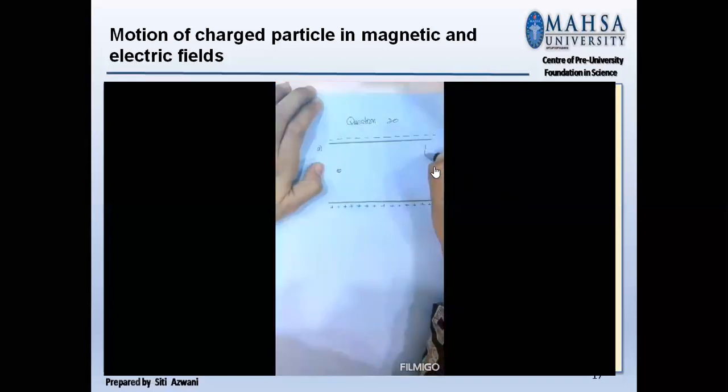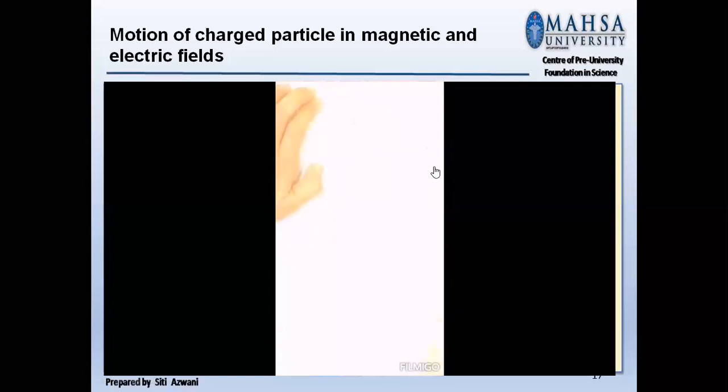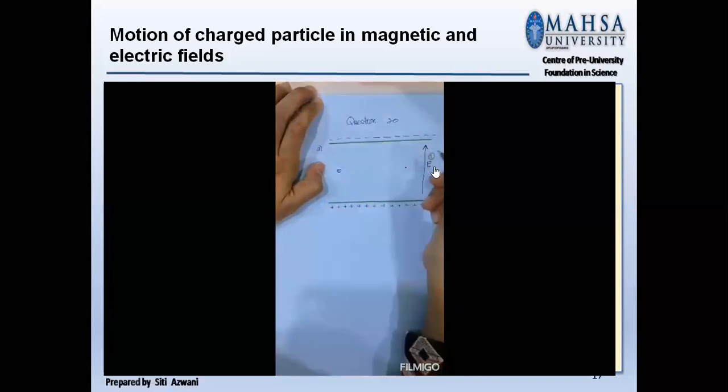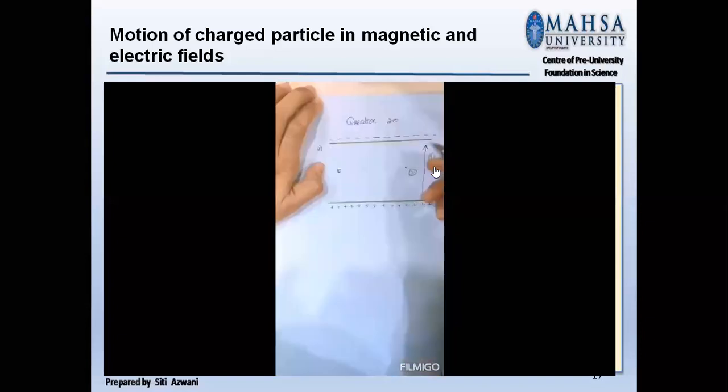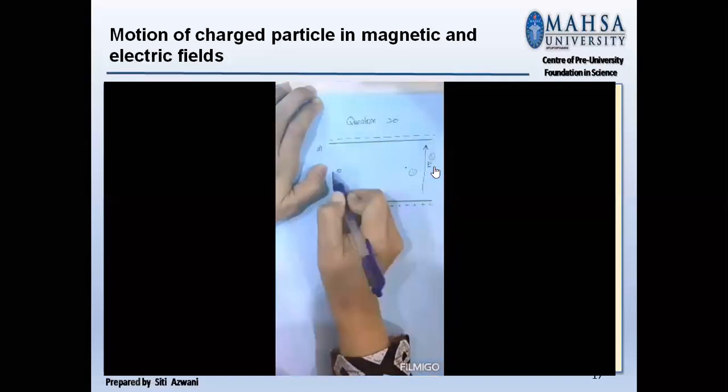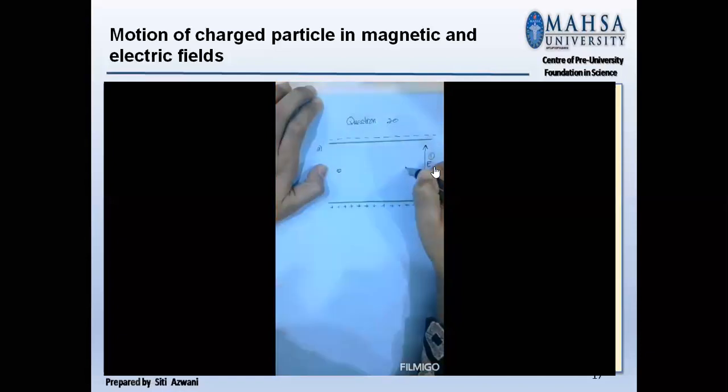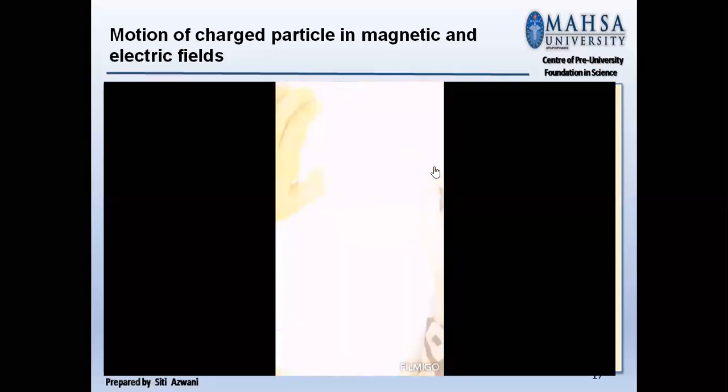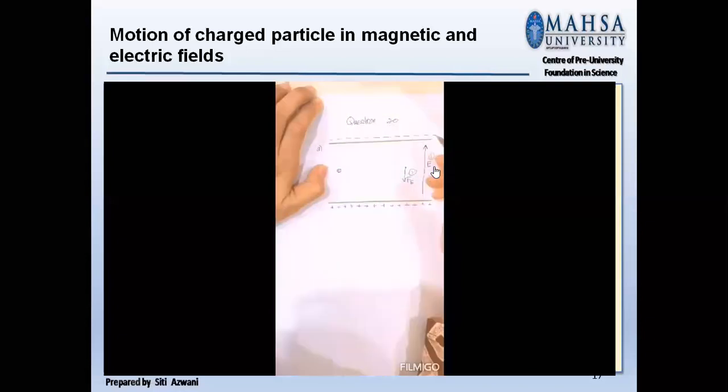Remember, your electric field is always from the positive to the negative. So this is the direction of your electric field, which you need to apply on your charged particle between the two plates. So it's going up. Second, you need to draw the force due to the electric field E. So you have your electron.